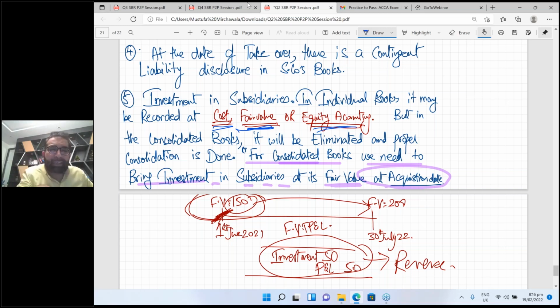But in the consolidated books, the investment is eliminated and proper consolidation is done. When you make consolidated accounts, you cancel out the investment and do a complete adding together. You remember? So for consolidated books, we need to bring the investment in subsidiaries to its fair value at the acquisition date. This is a technical thing, so I'll repeat it. First relax, first read it.